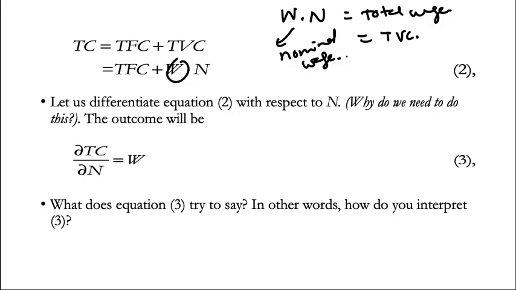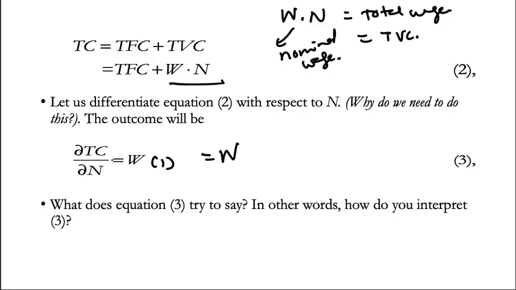Okay, nominal wage. Now, once we have this, we want to differentiate equation 2 with respect to labor hours, which is capital N. Okay, so here is very simple. You differentiate total cost with respect to N. You can see N appears here. So you just apply a simple differentiation rule. Then you differentiate N, it becomes 1 times W, isn't it? So it becomes W.